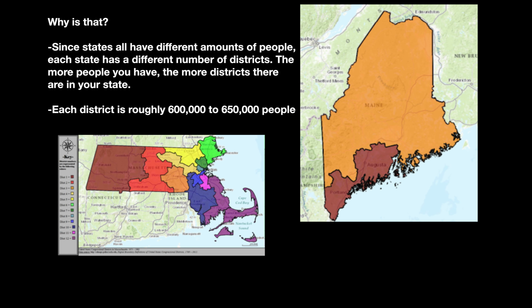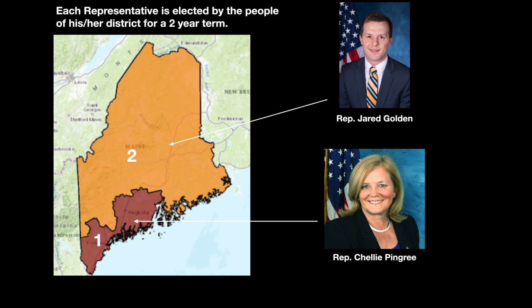But every district has roughly 600 to 650,000 people. And that way, we keep it fair that every American has 3 members in the House and Senate, his 2 senators and her 1 House member. Now, every representative is elected by the people of his or her district for a 2-year term.